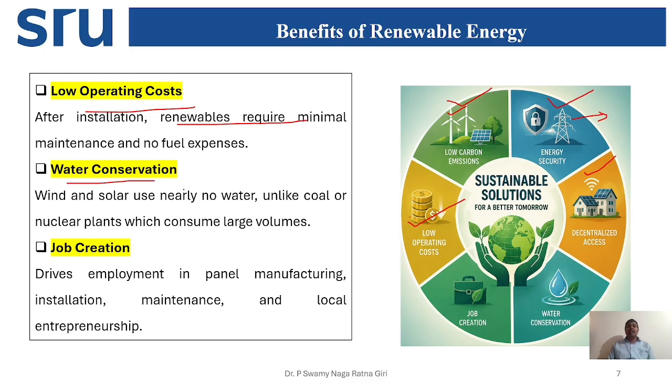Next is water conservation. Wind and solar energy use nearly no water, unlike coal or nuclear plants, which consume large volumes of water. A large volume of water is used for manufacturing power through NTPC. But when you think about wind and solar energy, much less water is utilized, and almost zero water is used for solar panels.